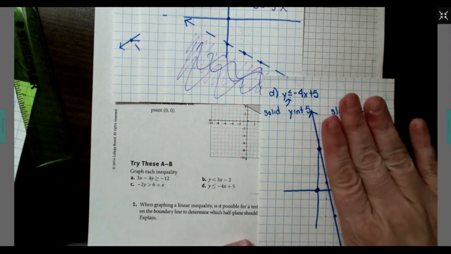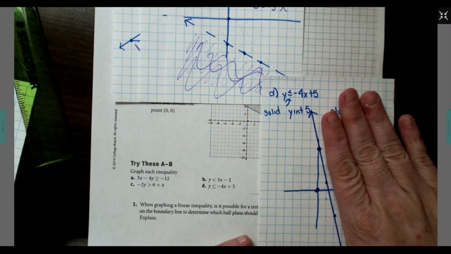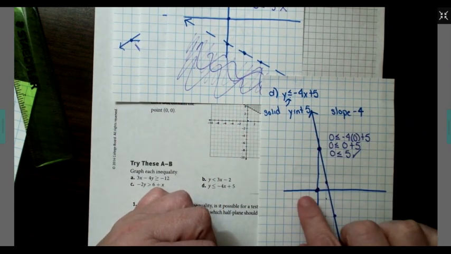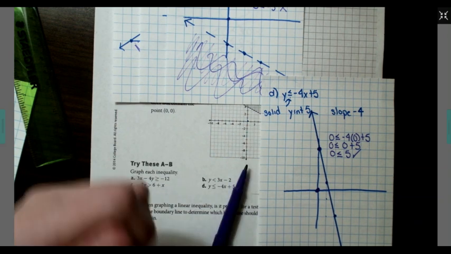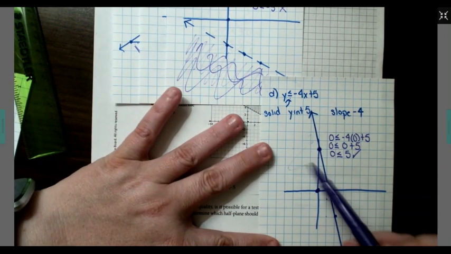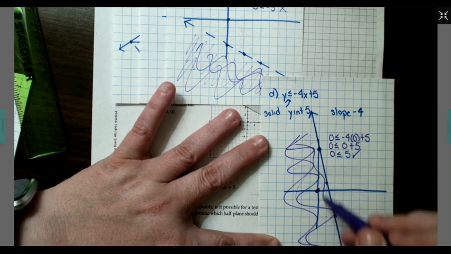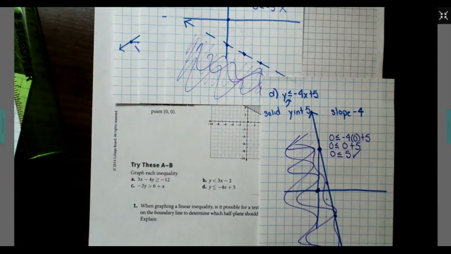So it splits my graph into two pieces. We've got this piece and we have this piece, right? Well, my solution does work. That test point works. So we are shading all of this section over here that contains the point 0, 0.